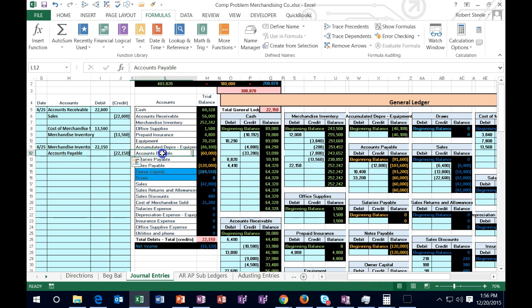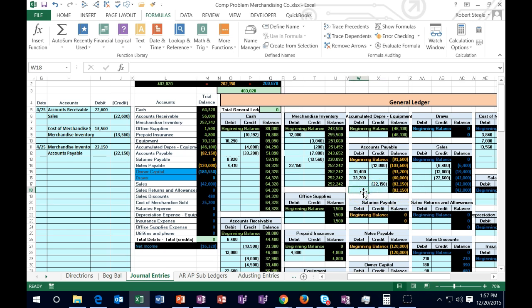Accounts payable is down here. It's our first liability account, which is orange, so we can see the orange accounts over here. We're down here in X17. We're going to say equals, on the credit side, pointing to that 22,150, making this 60,000 go up in the credit direction to 82,150.